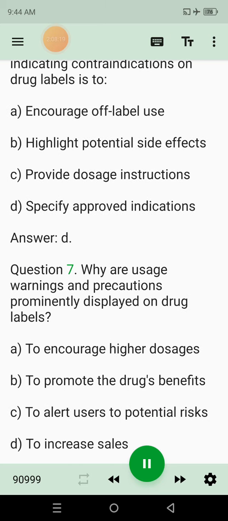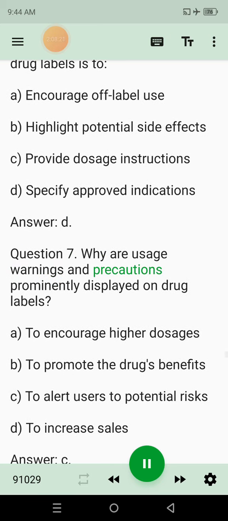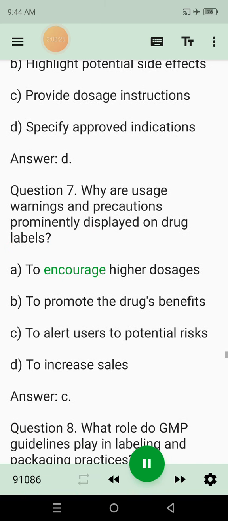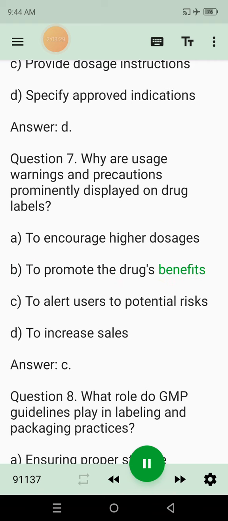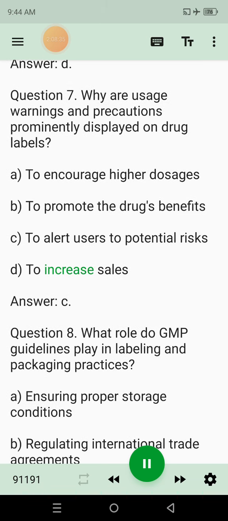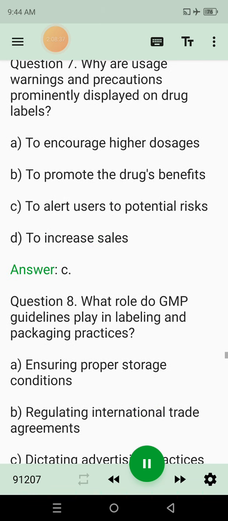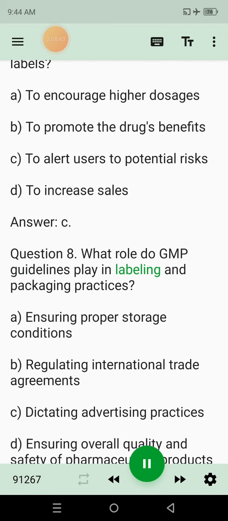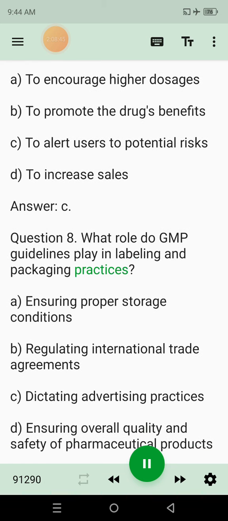Question 7. Why are usage warnings and precautions prominently displayed on drug labels? A. To encourage higher dosages. B. To promote the drug's benefits. C. To alert users to potential risks. D. To increase sales. Answer. C.